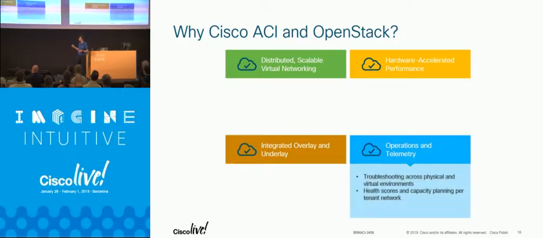And for those of you that know the health score mechanism in ACI, that percentage number of how healthy my system is, the OpenStack integration will also report to the same health score mechanism, so you can have one single pane of view of the overall architecture of an ACI plus OpenStack integration.